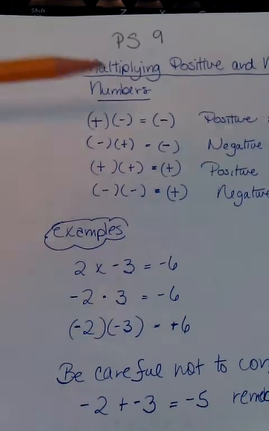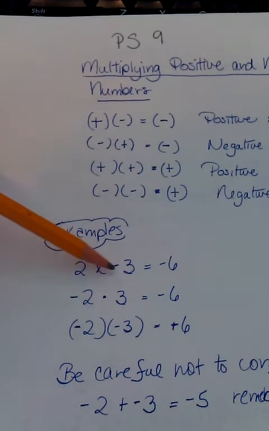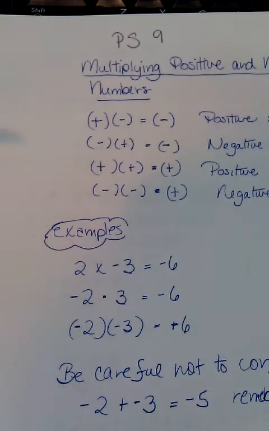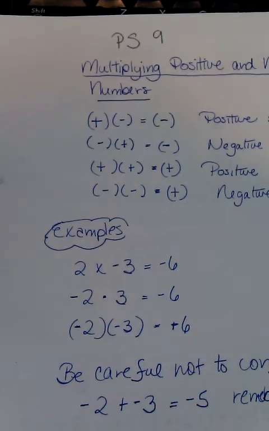Let's take a look at some examples. If I have 2 times a negative 3, well, one sign is positive, the other's negative, so my final answer turns out to be negative 6. Or if I have negative 2 times 3, well, one sign is negative, the other's positive, so my answer turns out to be negative 6.